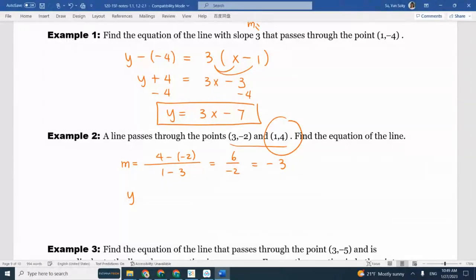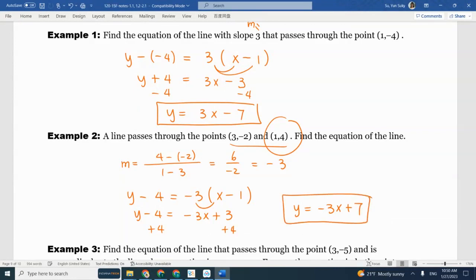So pick (1, 4). Point slope form. y minus 4 equals -3 times x minus 1. Good job. So y minus 4 equals -3x plus 3. And then we add 4 on both sides. We get y equals -3x plus 7. Right? Negative becomes plus. And we add 4. That's why we get 7.